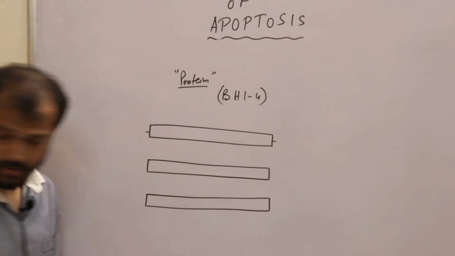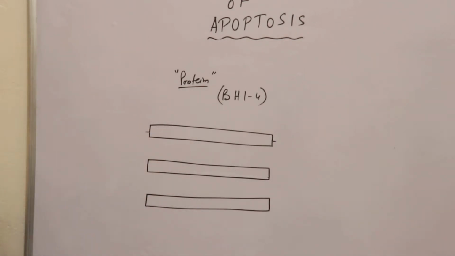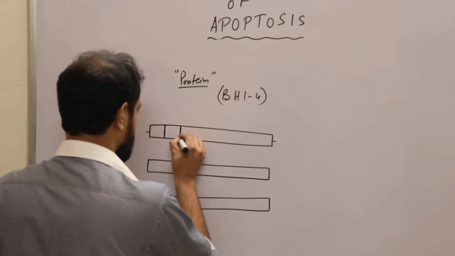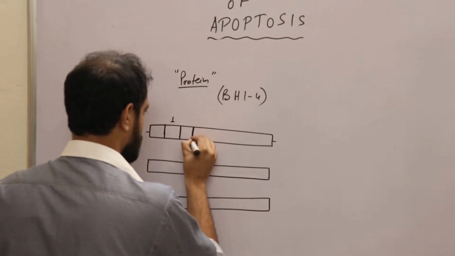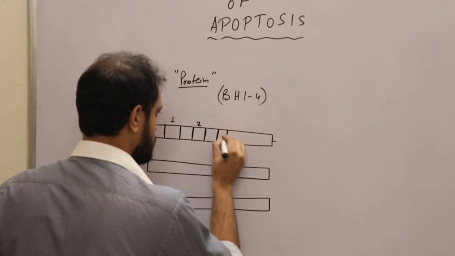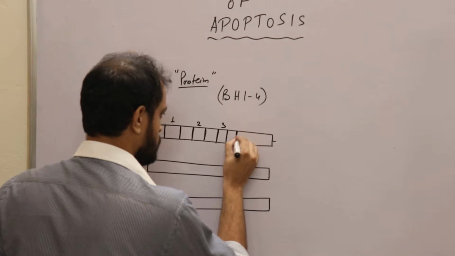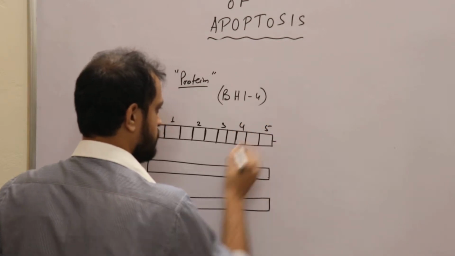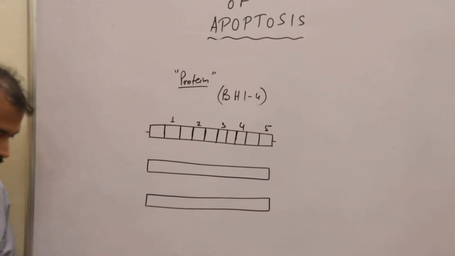Now listen. When I am talking about these proteins, you should always understand that they actually have 5 main domains. The real protein had 5 main domains. This is domain 1, this is domain 2, this is domain 3, this is domain 4, and this was domain 5. There are 5 domains. Now listen.